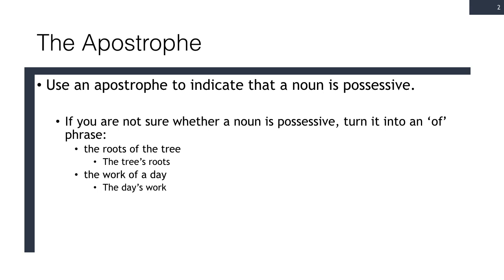So we use the apostrophe to indicate that a noun is possessive. So if you're not sure whether a noun is possessive, you can turn it into an of phrase. And what does that mean? You turn it into a phrase like this: the roots of the tree. So it's the tree's roots. So the tree owns the roots. So the tree is possessive of the roots.